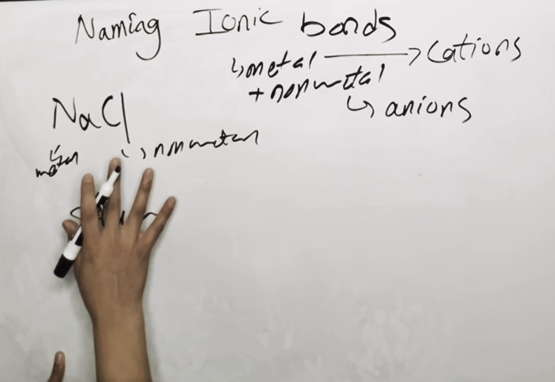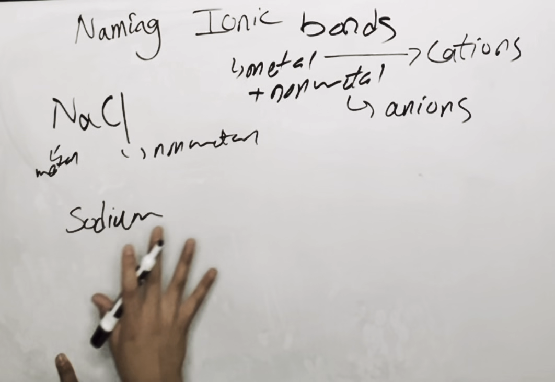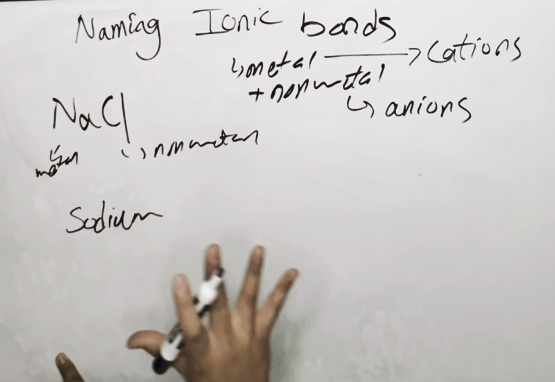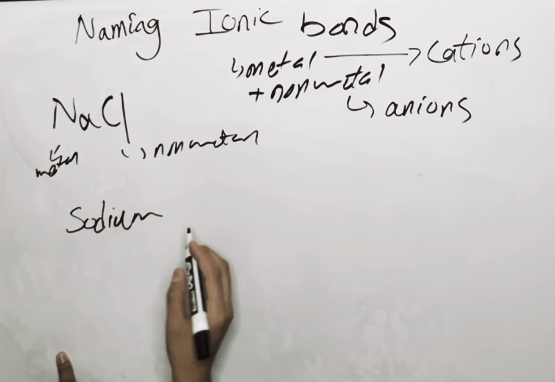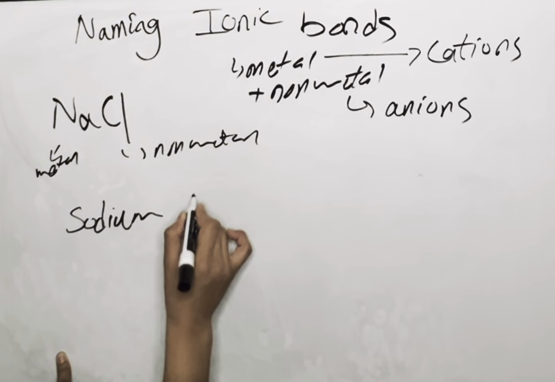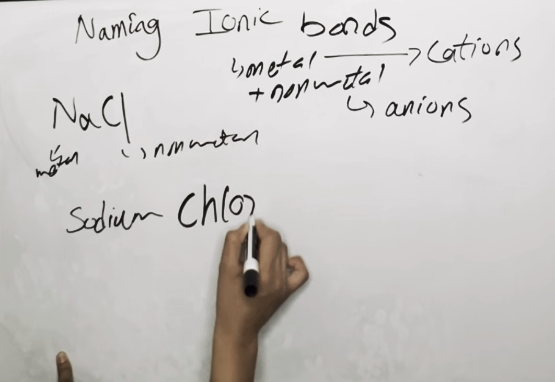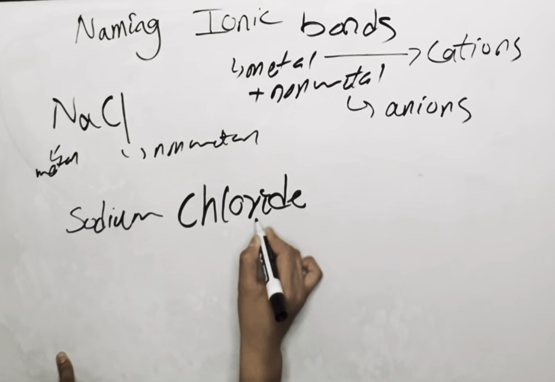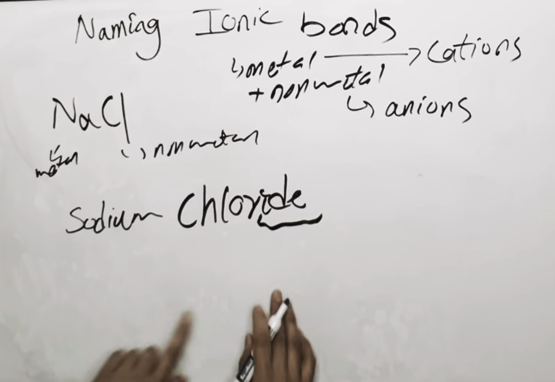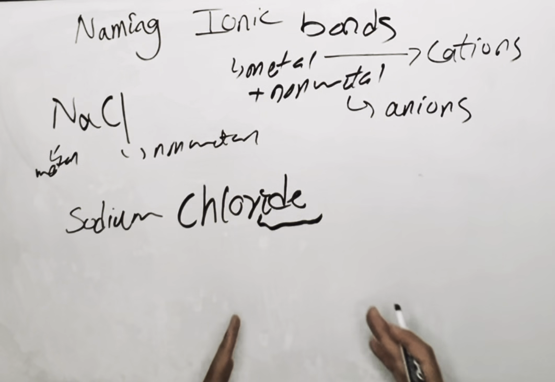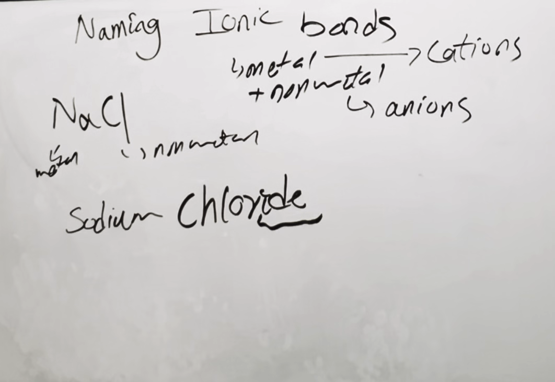This is chlorine. However, when we're trying to write the name, because it's an ionic bond, it's going to become chloride. We're going to add this IDE at the end of the name of that element. Chlorine becomes chloride. Oxygen becomes oxide. And it goes like that, and it's really easy.